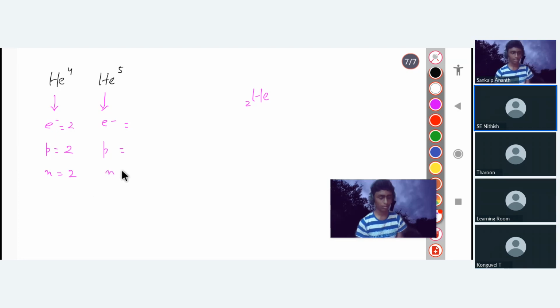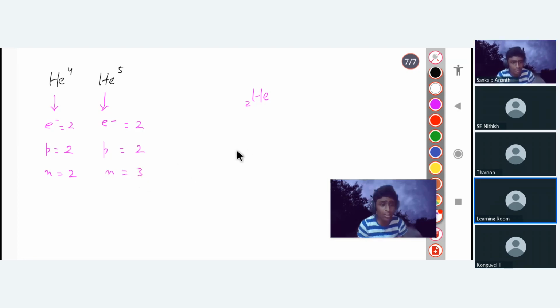Only neutron will differ. Electrons will not differ here. It is the mass number that is different. The atomic number is same, right? Exactly. The charge is the same.